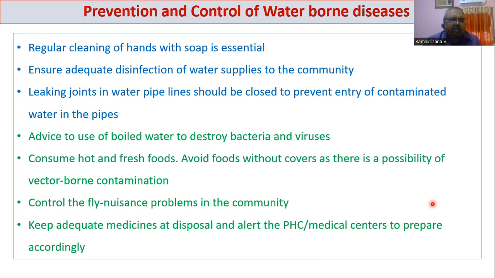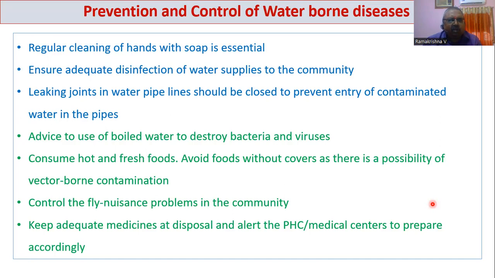Leaking joints in water pipelines should be closed to prevent entry of contaminated water into the pipes. So this maintenance is a major issue. If there is a leak in the water pipes and suddenly some drainage water is moving nearby, then due to gravity that may enter through the leaks into the water pipe and may create waterborne diseases.